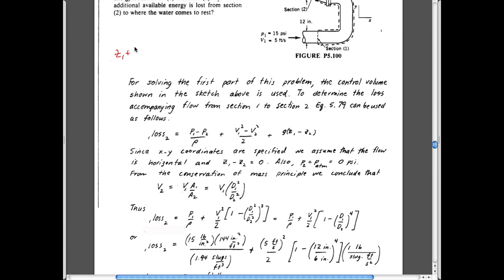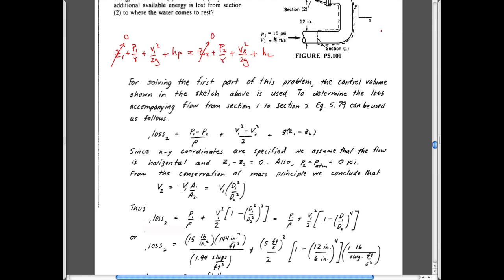Elevation 1 upstream, pressure 1, plus velocity 1, plus pump, which there is none, is equal to elevation 2 plus pressure 2 plus velocity 2 plus the loss. And so in this case it's horizontal, so both of these elevation terms are equal to 0, right? If we do that.